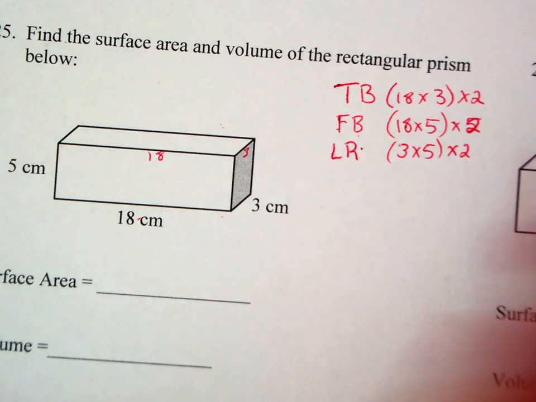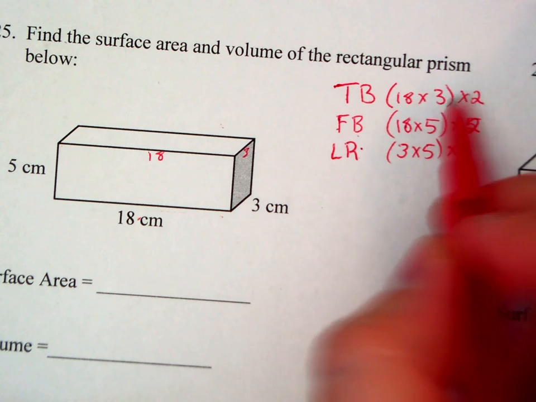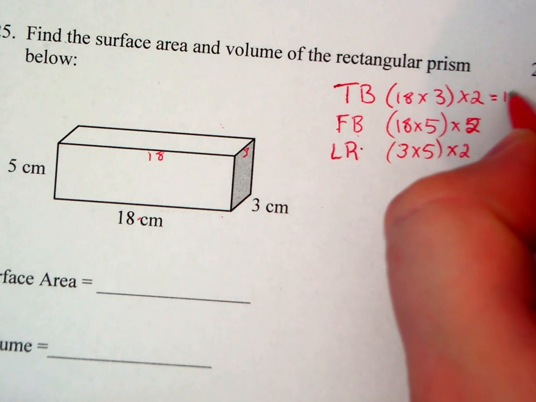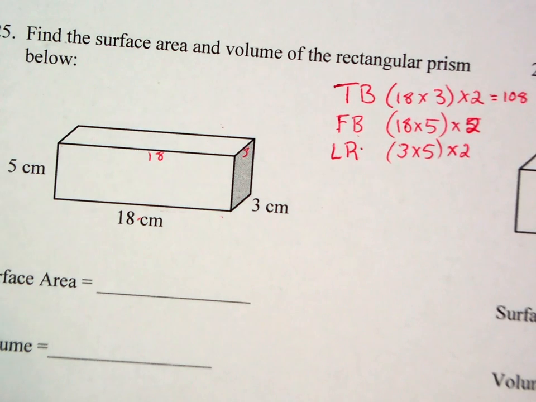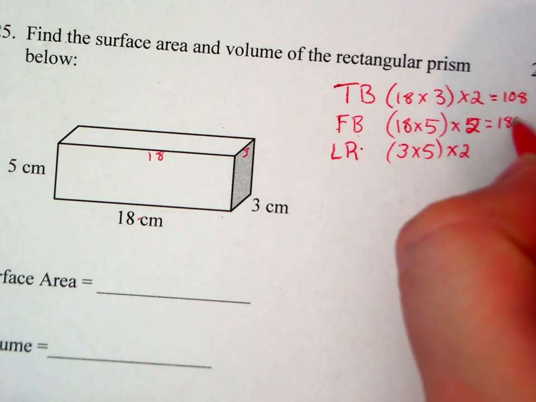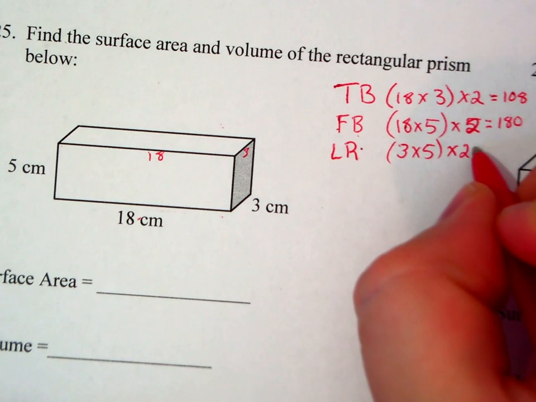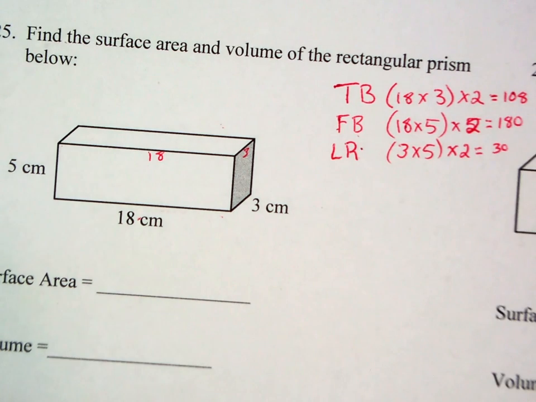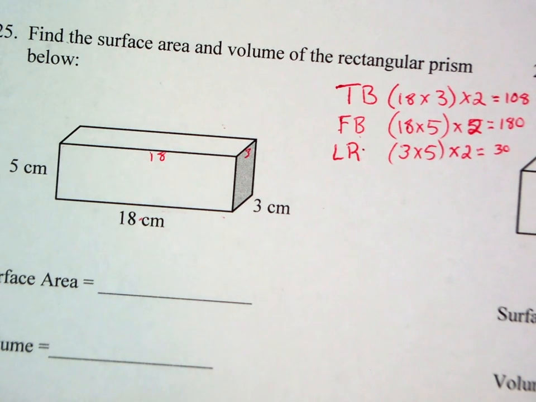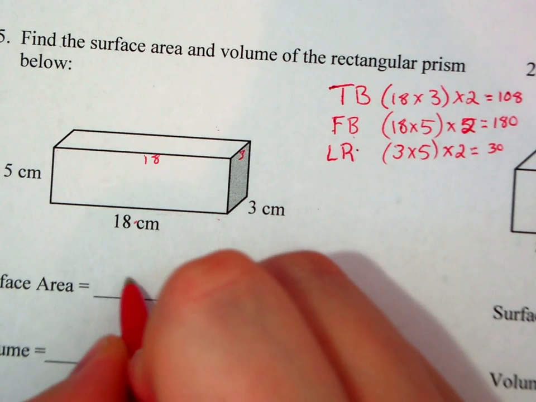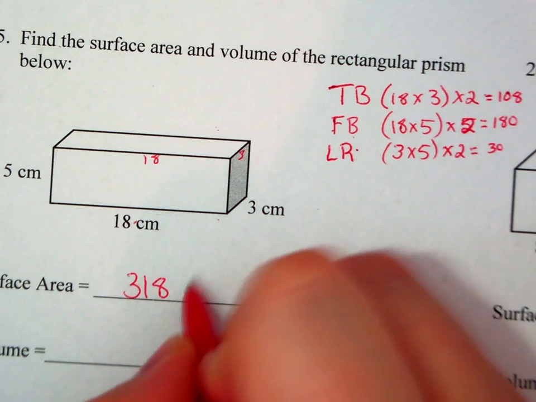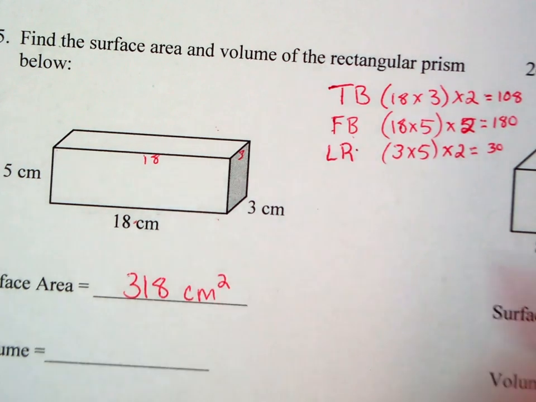So now, 18 times 3 times 2 would equal 108. 18 times 5 times 2 would equal 180. And 3 times 5 times 2 is going to equal 30. And now I'm going to add 30 plus 180 plus 108 and determine that my surface area is 318 centimeters squared.